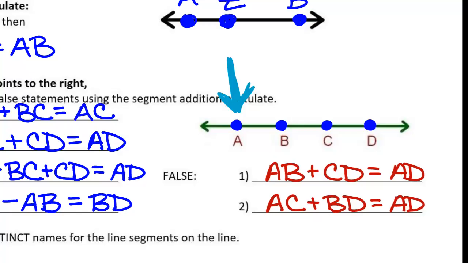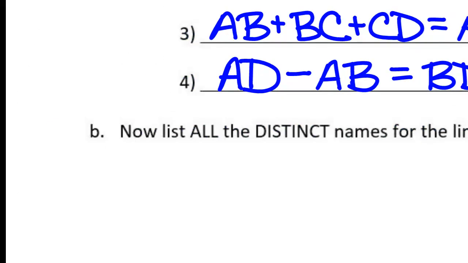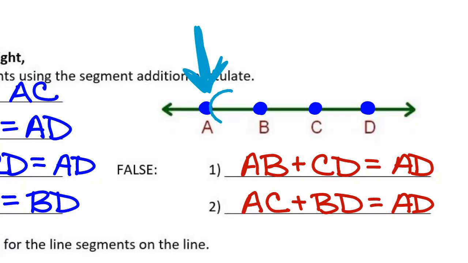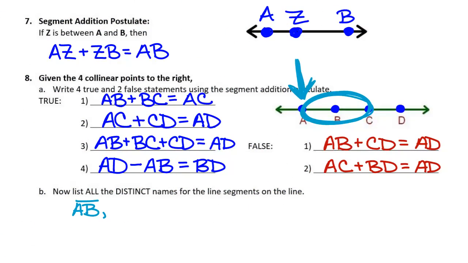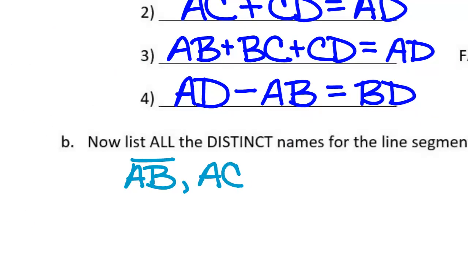So going between these 2 closest points, what would be the name of that segment? AB, yes. Then, staying with the left-hand endpoint, so keeping A, I want to go past B to make a slightly larger line segment. AC, yes. This would be my next line segment that I would identify. AC.